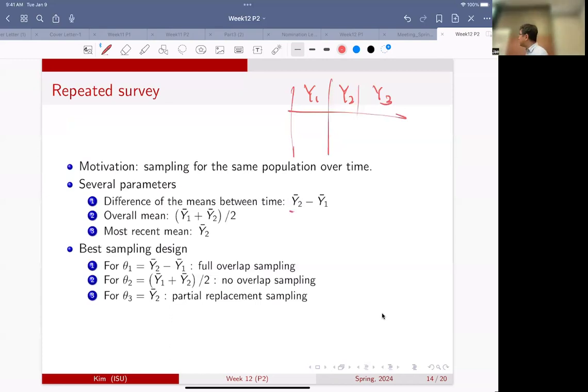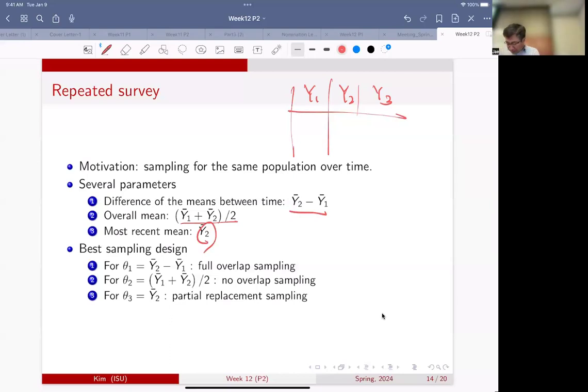So in that case, there could be several parameters behind this. You could be really only interested in the difference, how the change goes, or you could be interested in the overall mean, or the most recent mean. So they are different parameters. The optimality depends on the parameter. So that means there's no uniformly optimal design.